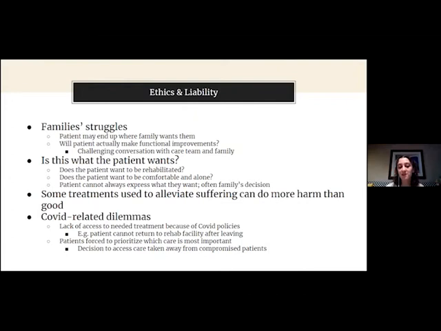It is important to ask, is this what the patient wants? Although family may want a certain course of treatment for a loved one, the patient may want the opposite. A patient may not want to be rehabilitated when their family is pushing for it. Additionally, a patient may seek just comfort and stability in a hospice setting, and they may not have the strength for intensive rehabilitation in their condition.